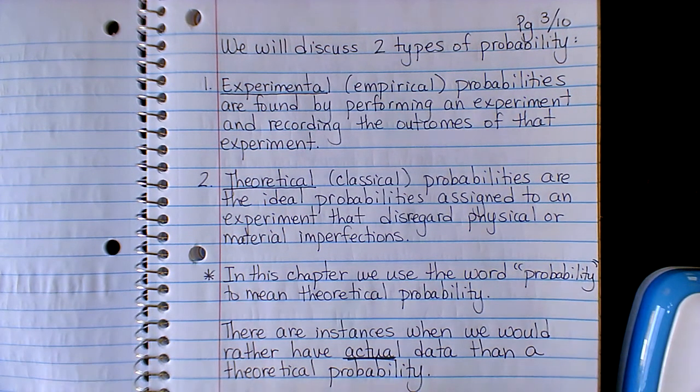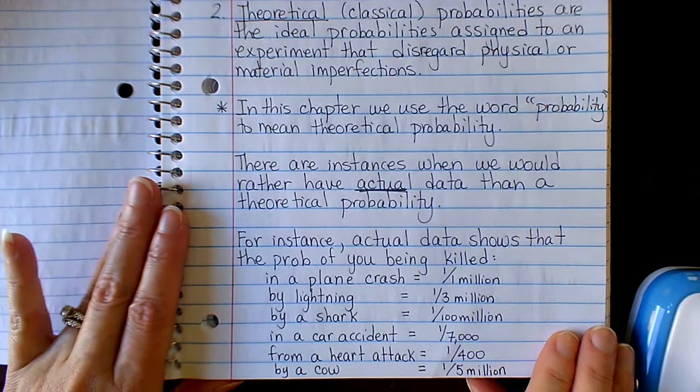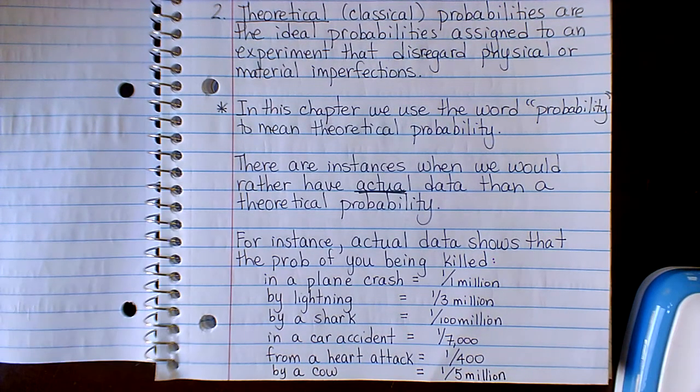For instance, I looked these up for you, so you're welcome. Actual data, not kidding here. The probability of you being killed in a plane crash is 1 out of 1 million. By lightning, 1 out of 3 million. By a shark, 1 out of 100 million. In a car accident, 1 out of 7,000.